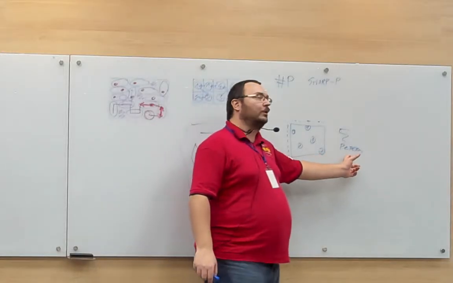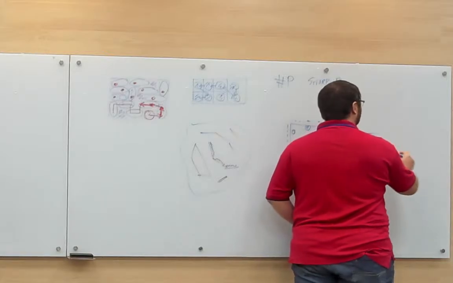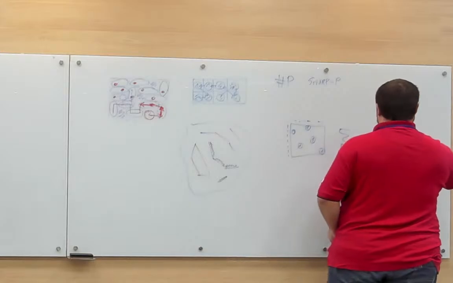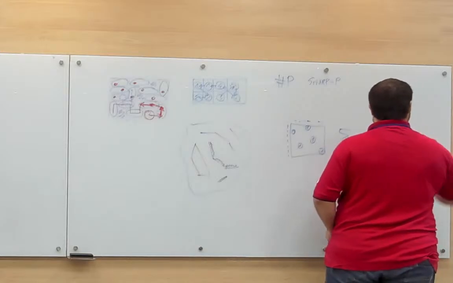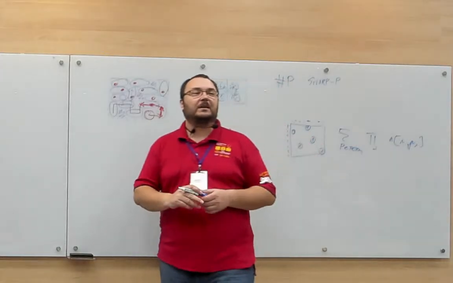So we iterate over all possible permutations, and each time we take a product over all i of the adjacency matrix at i and P of i, and what we get is the total number of bipartite matchings.